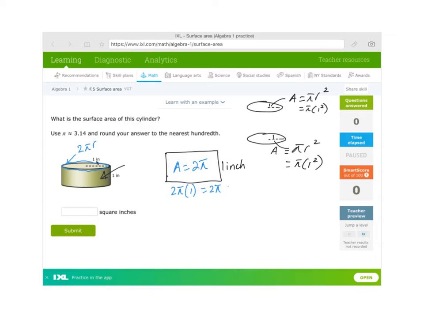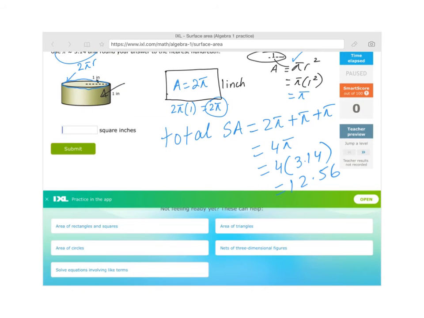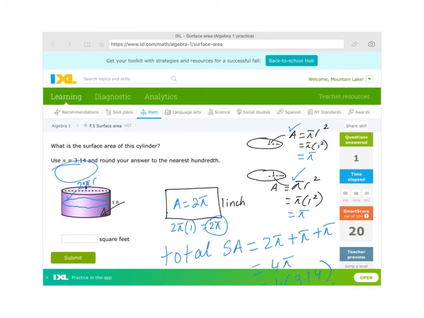So this is pi, and even this is pi. Sorry, pi and pi. And then this part is 2 pi. So the total surface area is 2 pi plus pi plus pi, which gives me 4 pi. But they want you to use pi as 3.14. So let's plug that in. So we'll get 12.56. If you put in 12.56 over here, that's how you get the area.